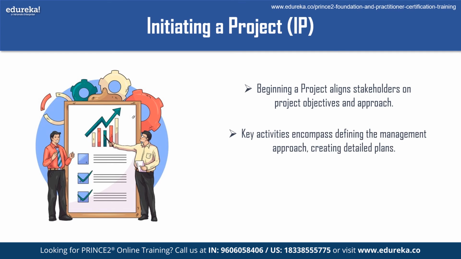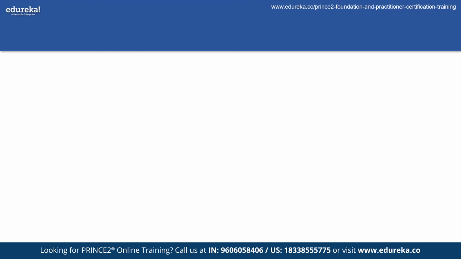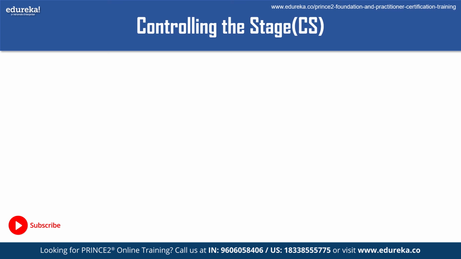Key activities include identifying the project management approach, developing a detailed plan for the start and following phases, conducting a risk assessment, and creating project initiation documentation. The PID summarizes the key project information such as the business case, project organization, and management strategy, and it is used as a reference throughout the project. Moving on, we have controlling a stage.